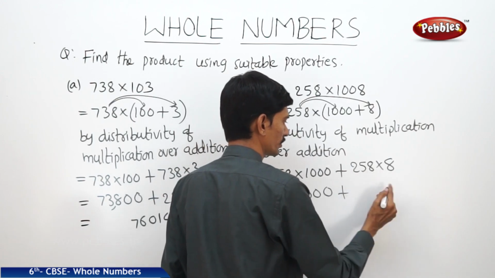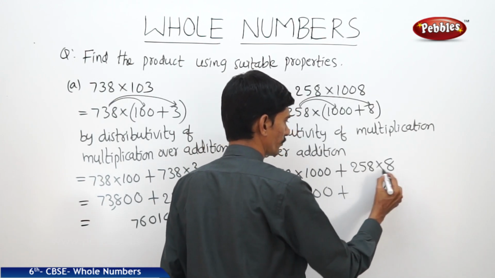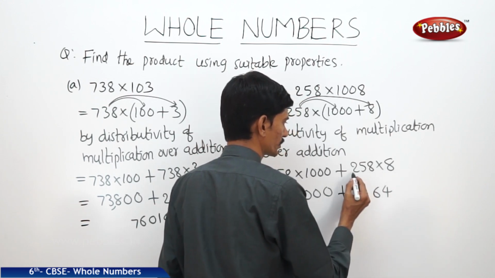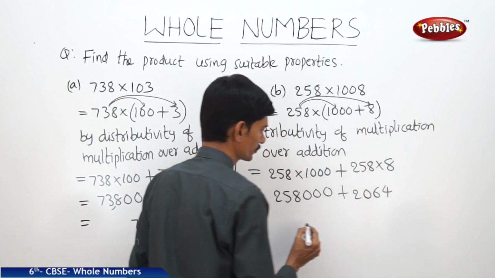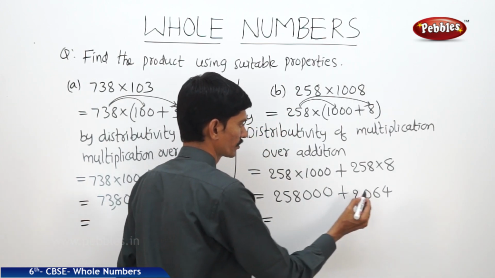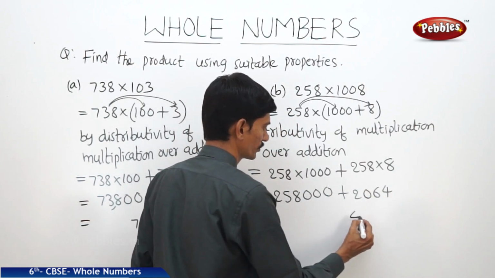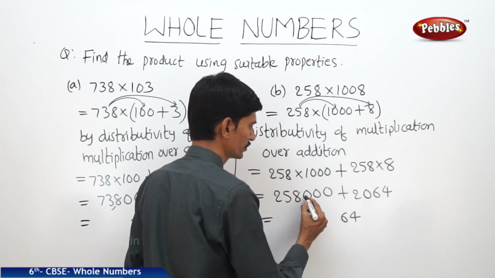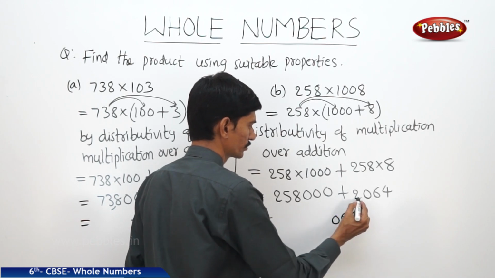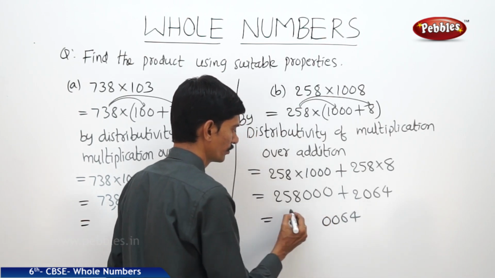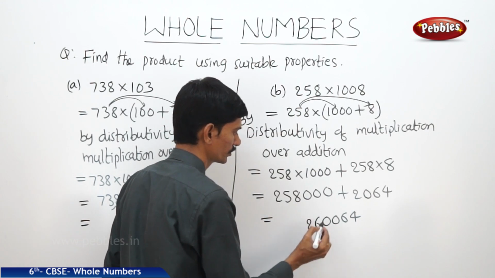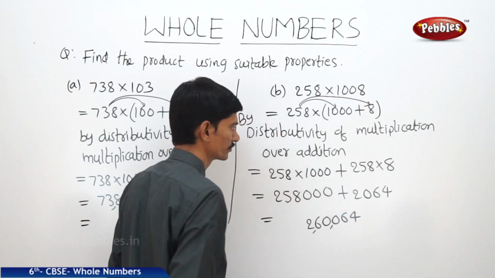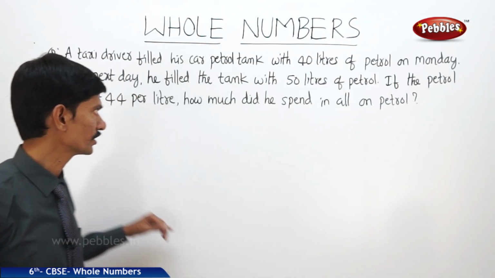8 8s are 64, 8 5s are 40 plus 6 is 46, 8 2s are 16 plus 4 is 20. So then we get 4 plus 0 is 4, then 6 plus 0 is 6, 0 plus 0 is 0, then 2 plus 8 is 10, 1 plus 5 is 6, 2. So this is 2,60,064. Now let us solve the next question.